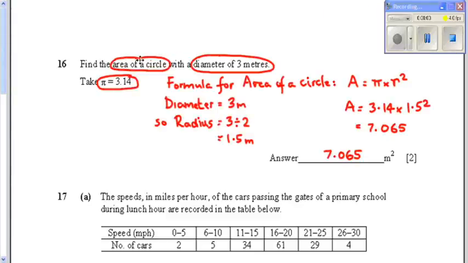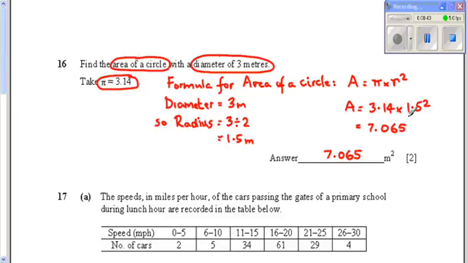Okay, question 16. So I've circled the key points in this. They want us to find the area of the circle. We're given the diameter of 3 meters, and it says take pi as 3.14. So we've got our formula for the area of a circle, which you definitely need to learn off. A is equal to pi times r squared. We're given the diameter is 3, so we need to work out the radius, because we need the radius in this formula, not the diameter. So the radius is 3 divided by 2, it's half the diameter, which is 1.5 meters.